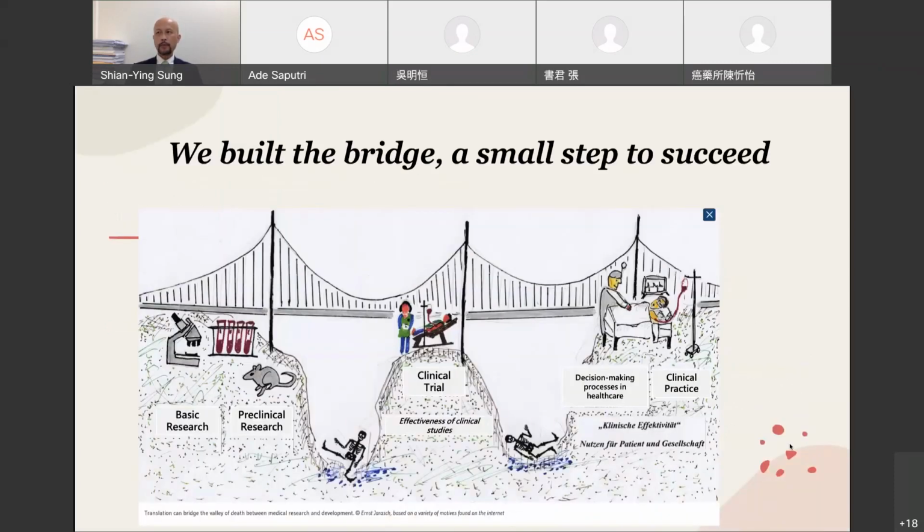So we are building a bridge, and this is a small step toward the success of clinical application from the bench to the bedside. We hope that this superhighway can facilitate not only our own research, but also much other research in the world or in Southeast Asia to become very successful business models.